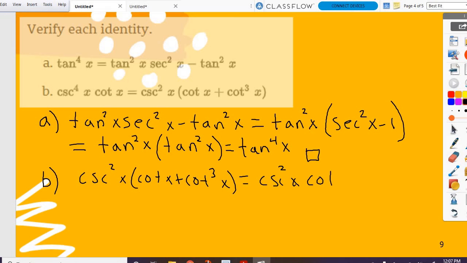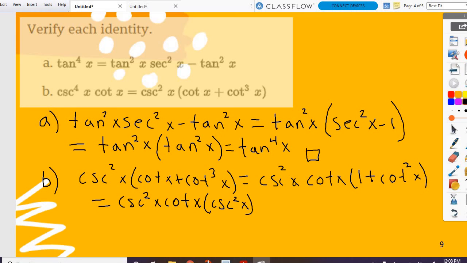I'm going to factor out a cotangent, and then we're left with 1 plus cotangent squared of x. Well again, I have something that's squared, so that's a good indicator that I want to use my Pythagorean identity. So what is 1 plus cotangent squared? Cosecant squared. Well, notice that we have a cosecant squared times a cosecant squared, which gives us cosecant to the fourth, which is what we wanted. So now we're done.